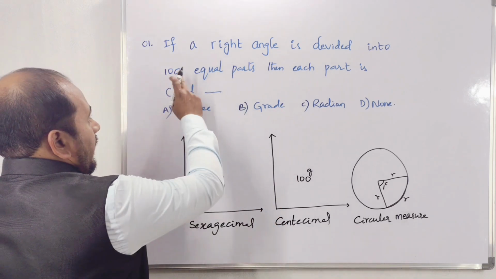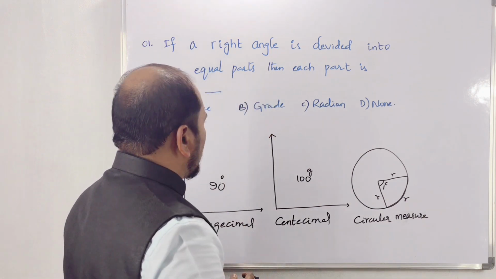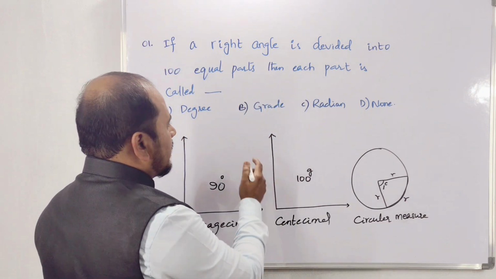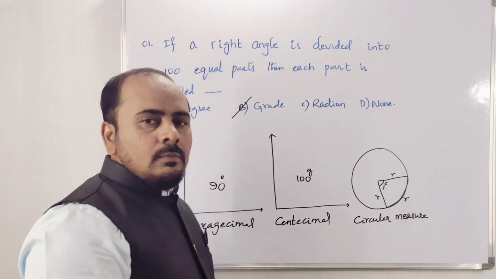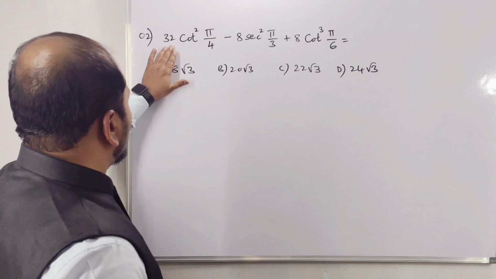Now come to the point. If a right angle is divided into 100 equal parts, then each part is called? So 100 equal parts, here grades. So option B is the right one. Let us have a look at the second problem now.